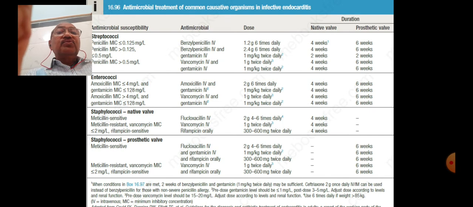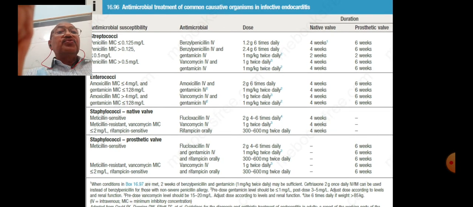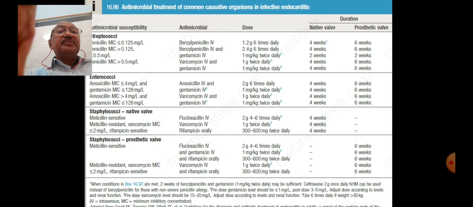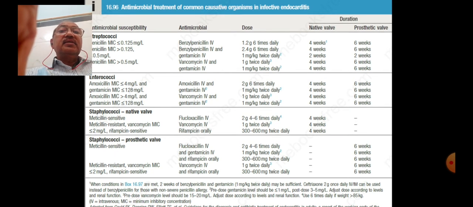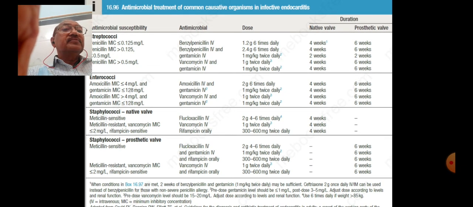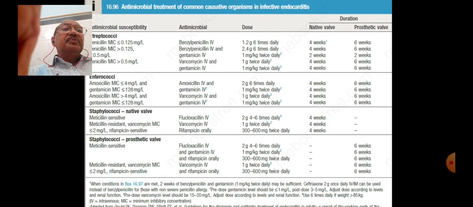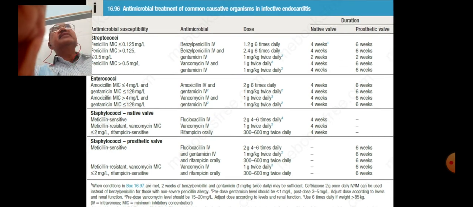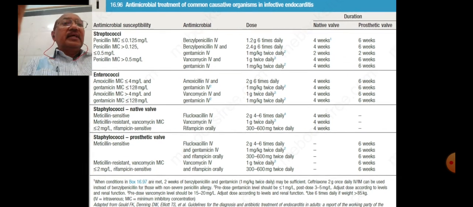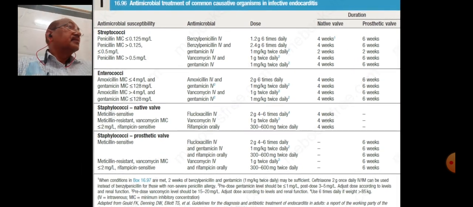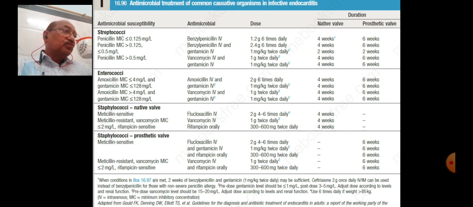In enterococcal endocarditis, of course, you have to use ampicillin with gentamicin, or vancomycin and gentamicin, or other alternatives. And again the same principle: in native valve at least for 4 weeks, and in prosthetic valve at least for 6 weeks.